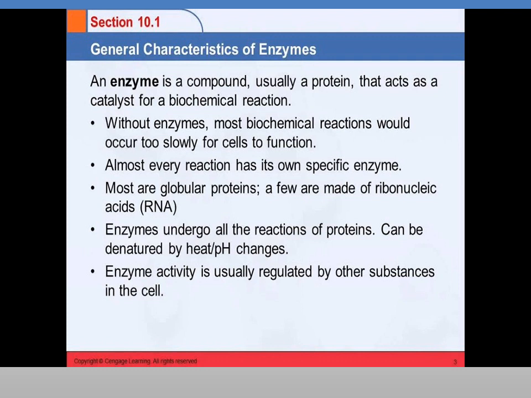Some enzymes are globular proteins. Most of the enzymes are globular proteins. A few may be made up of RNAs, ribonucleic acids. Enzymes undergo all the reactions of proteins. Enzyme is affected by temperature and pH changes. Enzyme activity is usually regulated by other substances in the cell. These are the characteristics of enzyme.